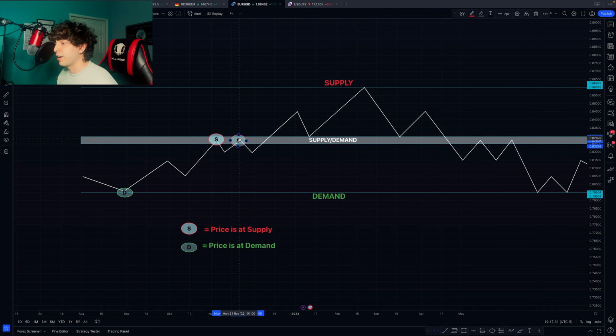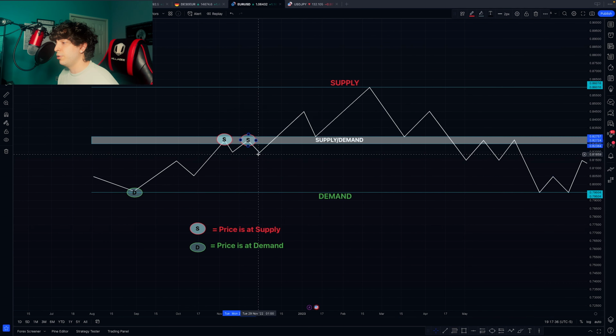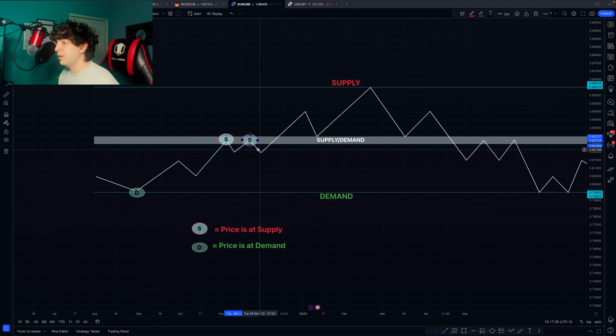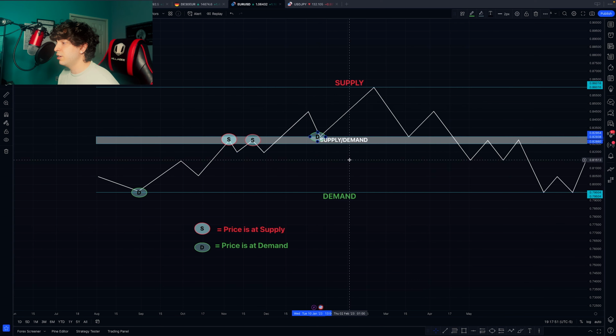And once it came back up, since there was a good supply, price came back down. But then there was enough demand at this level where price pushed up, came back down. Here we have demand. Since price hit this area, came up. Here we have price at supply, so we're going to mark that with the supply bubble.